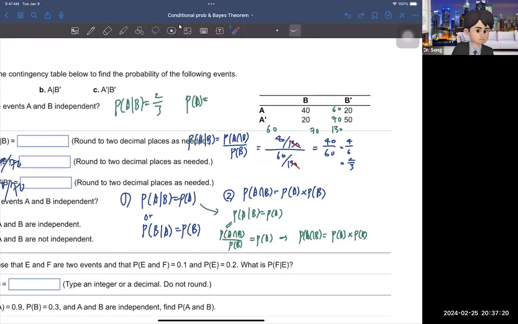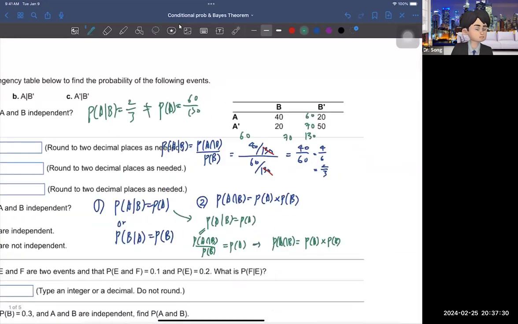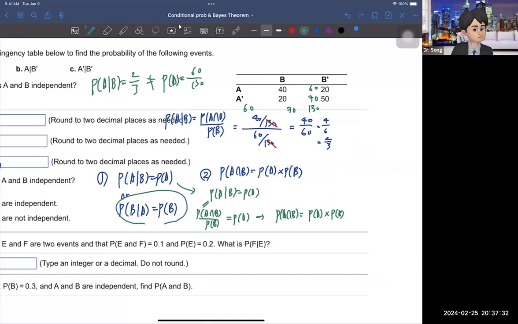So probability A is 60 over 130. 60 over 130. So they are not the same. That means that they are dependent. So even though we didn't check that probability B given A equals probability B, or the probability A intersection B equals probability A times the probability B, these are not equal, because if the first equation does not hold, then the other two do not hold as well.